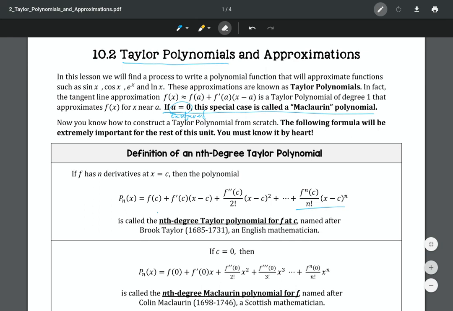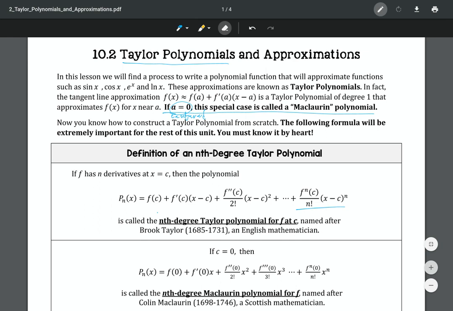So today we're going to talk about Taylor polynomials and approximations. In this lesson, we're going to find a process to write a polynomial function that will approximate functions such as sine of x, cosine x, e to the x, and natural log of x. Now these approximations are known as Taylor polynomials.